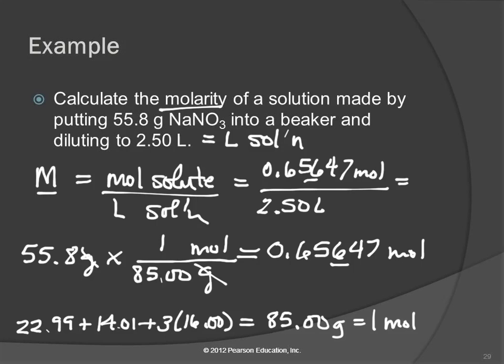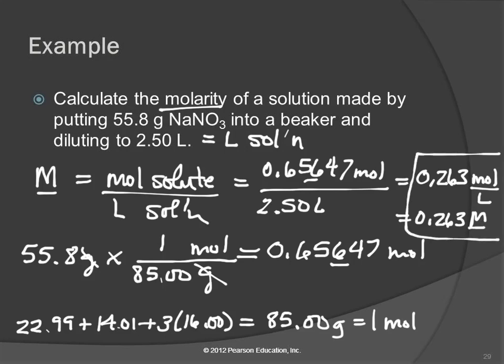Now we should round. 3 sig figs, 0.263. What are the units? Moles per liter. Another way to write that is 0.263 capital M. Those are the same. Capital M means moles per liter. Any questions?